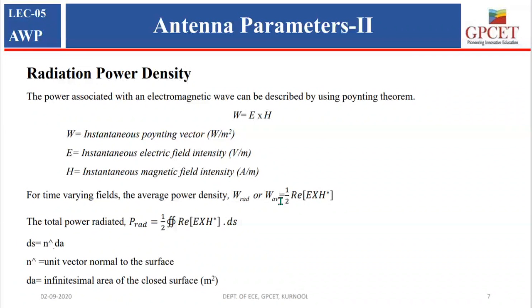Power density at a point in space. That power density is due to time varying electric and magnetic fields, right? Now, if you want to know the complete power, the total power over a closed surface, then you must integrate this density over the surface. You will get the total power. Okay.